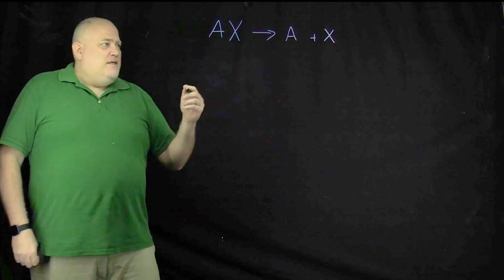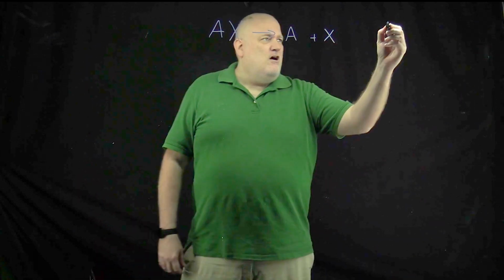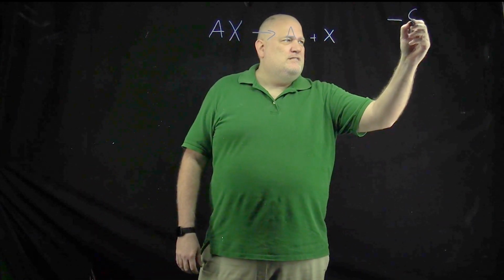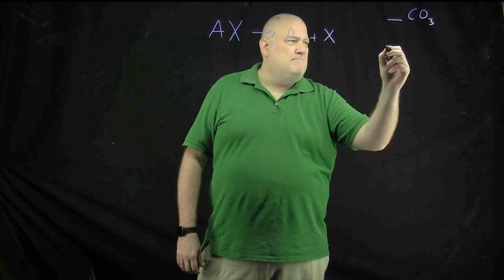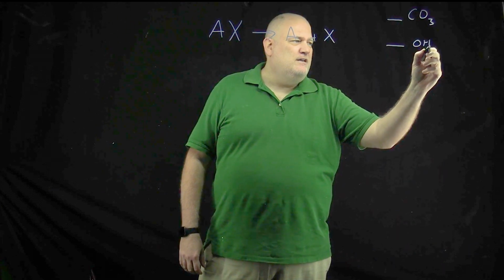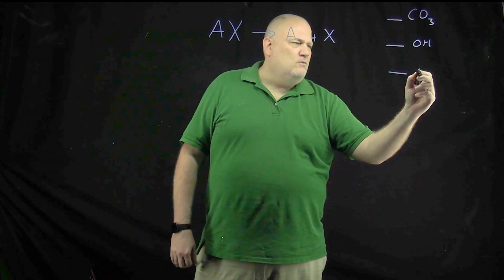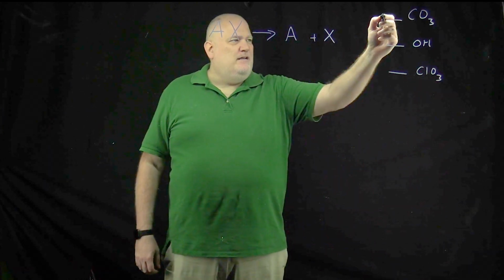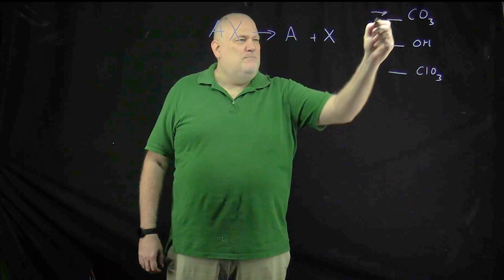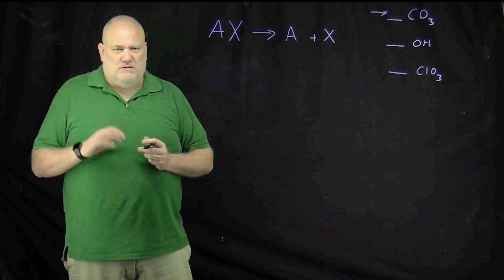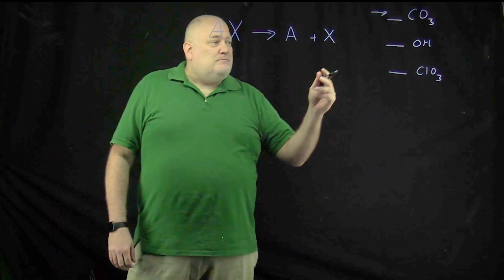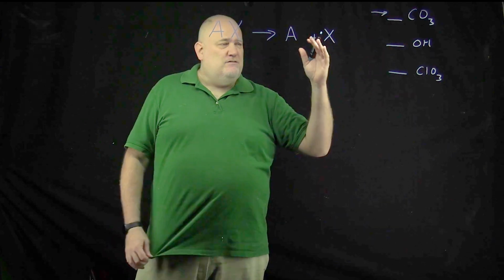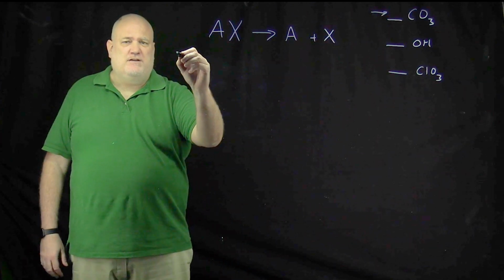So the three that we're going to look at specifically today are a metal with CO3, that's carbonate, a metal with hydroxide, and a metal with ClO3, or chlorate. When we say metal here, we can put any of the metals from the periodic table into that space, any of them. Now, how do they split apart? It's unique for each case. I'm going to draw them right here, and then I'll give you an example underneath it.